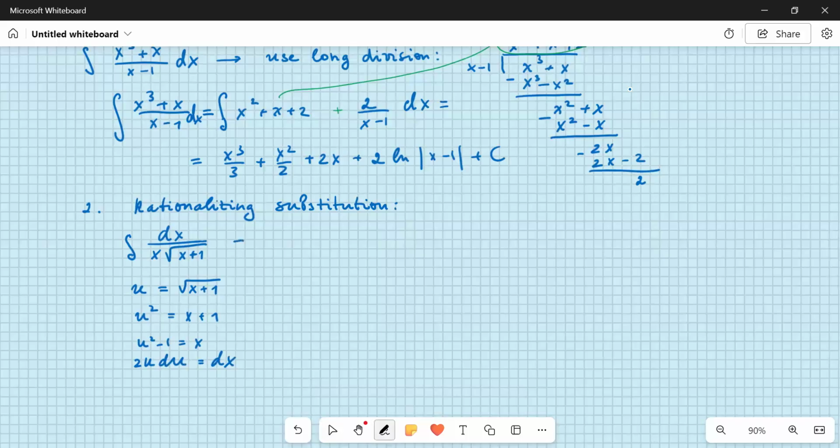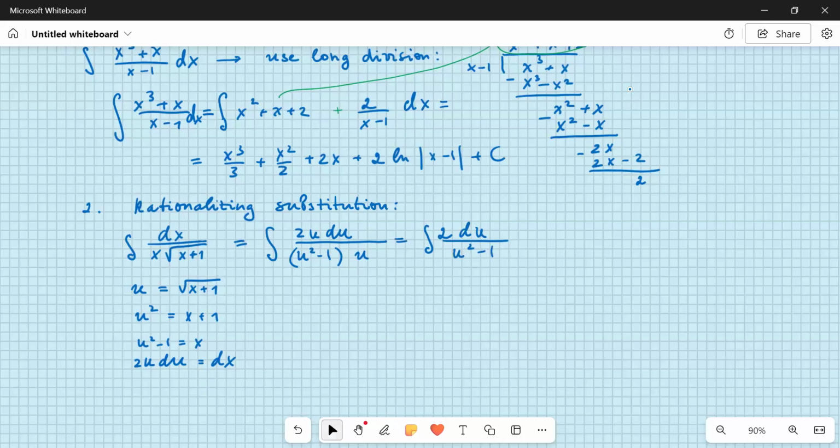Now I'm ready to plug everything into my expression. So in the numerator, I have 2u du. In the denominator, instead of x, I have u squared minus 1. And then instead of a square root, I have u. Very lucky. I can cancel u from numerator and denominator. And my expression is going to look like this: 2 du over u squared minus 1. Very good.